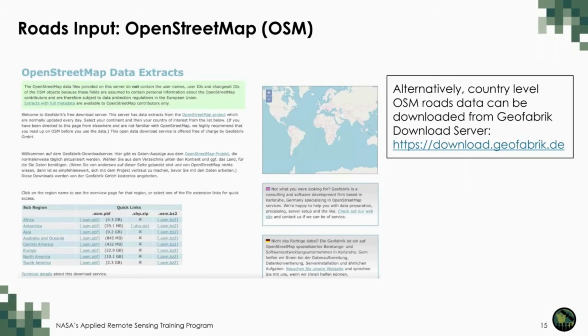Since the global geopackage format can be a challenge to work with due to its less common file format and its size, I want to mention an alternative source of OSM data. GeoFabric, a German company that extracts, selects, and processes free geospatial data into more user-friendly formats, provides OSM country-level extracts in the familiar shapefile format.